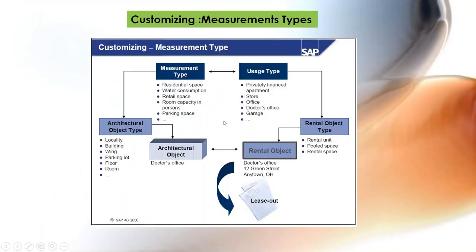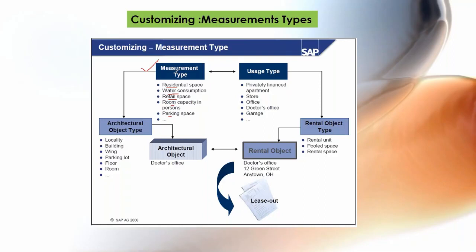Next is customizing. I'm just explaining it to give you an idea of how the measurement types are available in the object. In customization, we are defining the measurement type. These are some examples: residential space, water consumption, retail space, room capacity, in-person parking space. These are some of the examples.